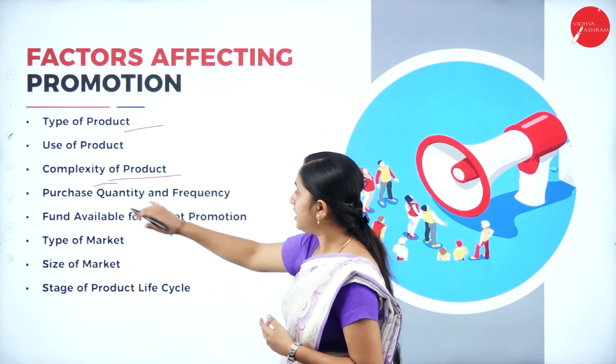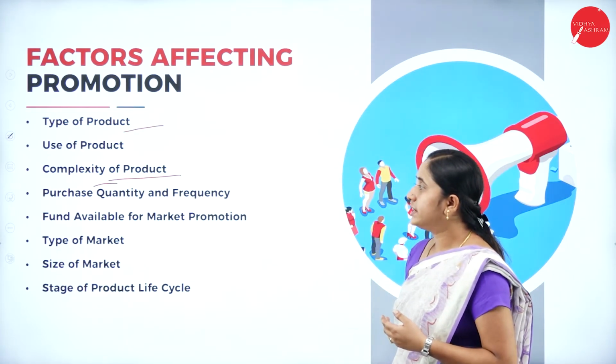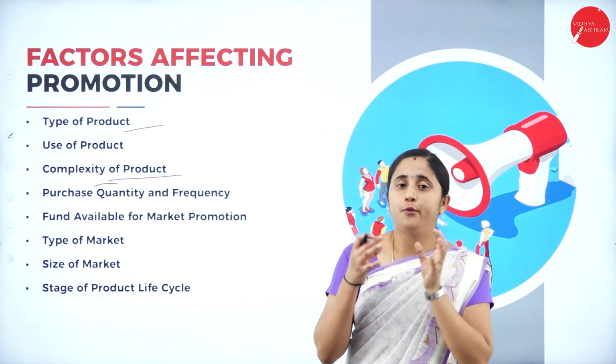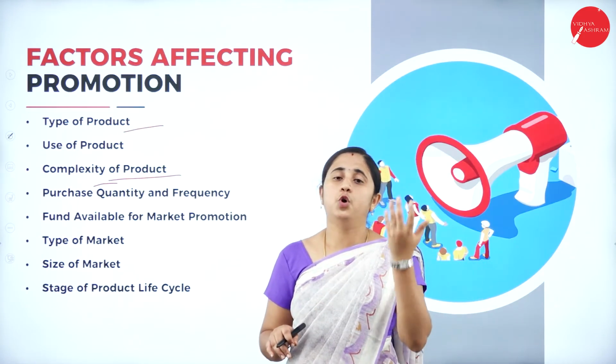Next one, purchase quantity and frequency. Purchase quantity and frequency means that if you are offering the product at a lower price, the consumer can purchase more quantity, depending on the consumer's purchasing power.